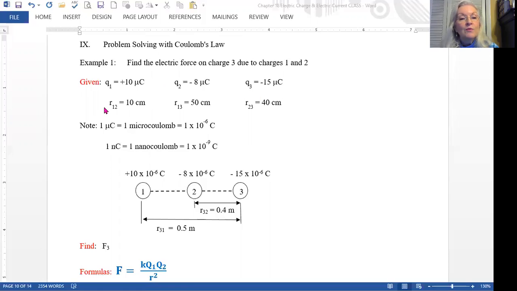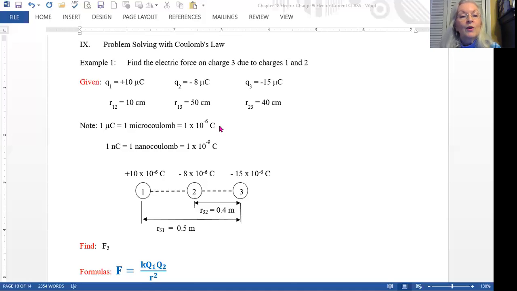I'll need to give you some separation distances. So the separation distance between charge 1 and charge 2 is 10 centimeters. Between charge 1 and charge 3 is 50 centimeters. And between 2 and 3 is 40 centimeters.